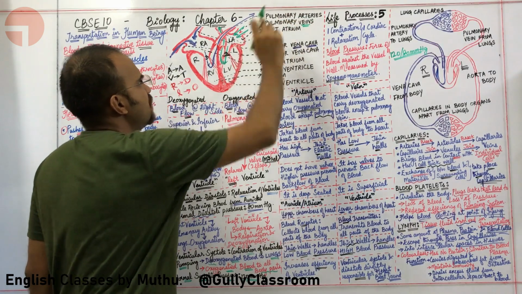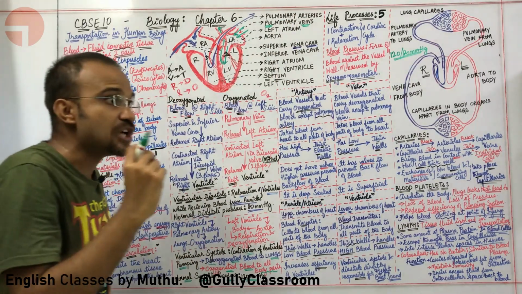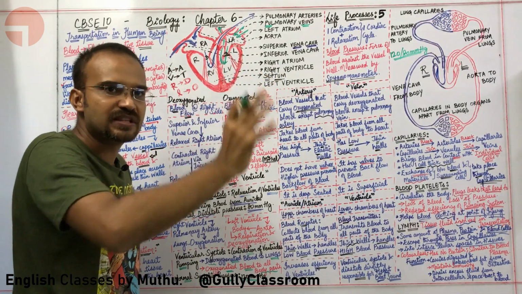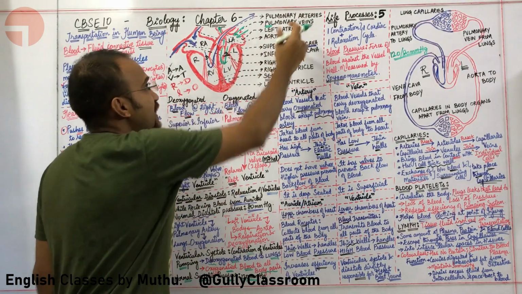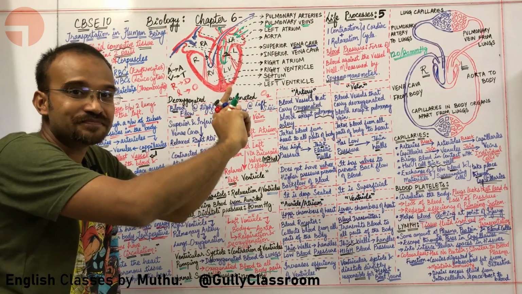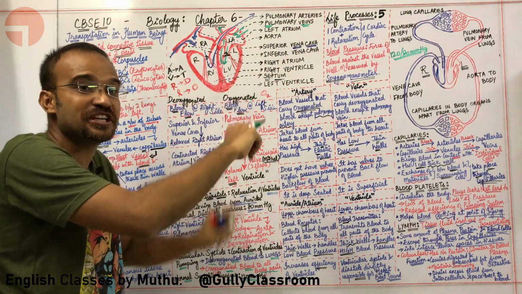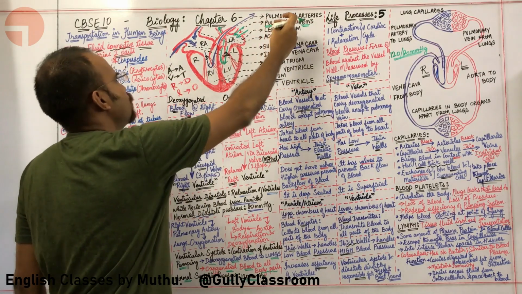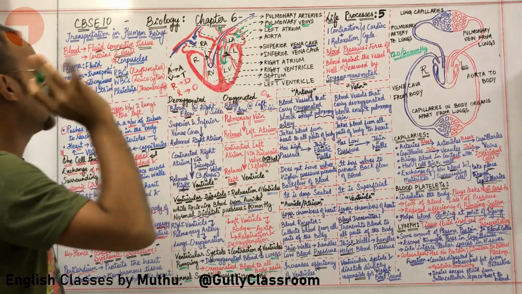Why is it called the pulmonary vein? Pulmonary means associated with lungs. So the pulmonary vein is bringing oxygenated blood from the lungs. Veins mean towards the heart, so it is bringing oxygenated blood towards the heart.